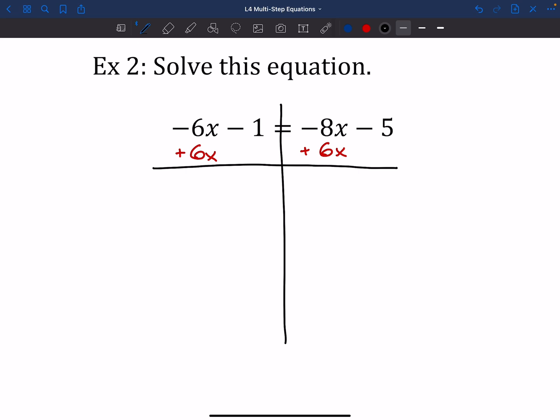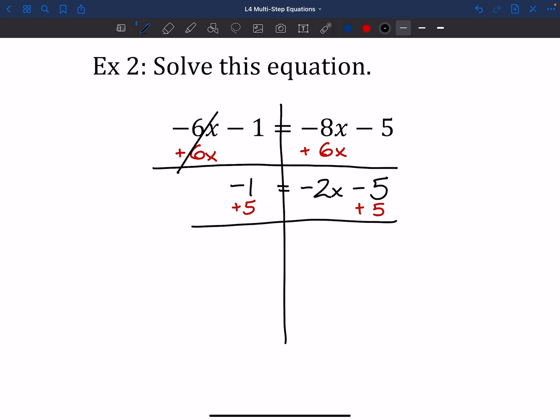All right, so those 6x's are gone. All I'm left with over there is negative 1. Over on the right-hand side, I had negative 8x's, and then I added 6, so I'm going to bring it up to negative 2x. And then that minus 5 is still there. After that, all of my variables are now over on the right-hand side. What I need to do from here is move all of my constants, the numbers by themselves, over to the left-hand side. So that means that minus 5 is going to have 5 added to it, so we can move that on over.